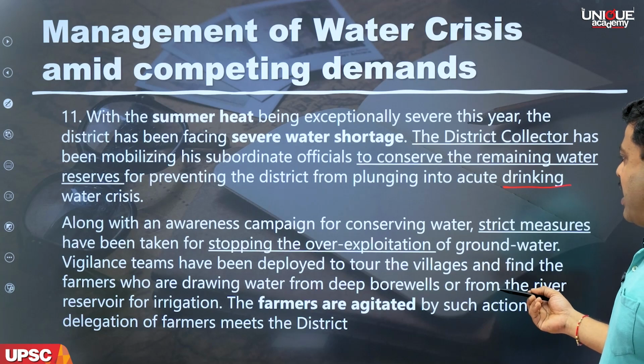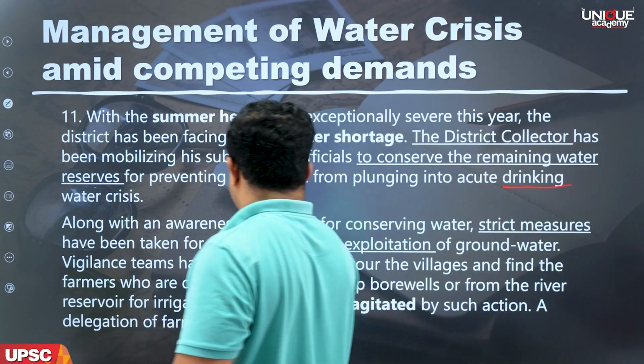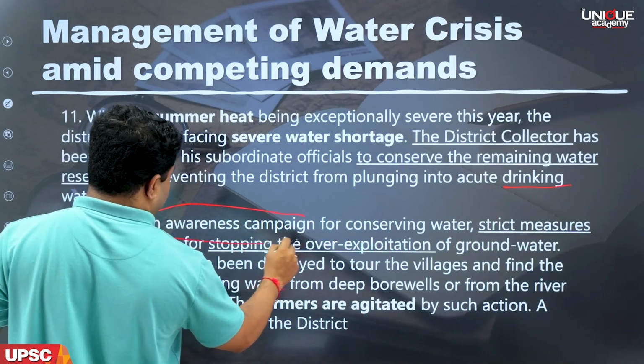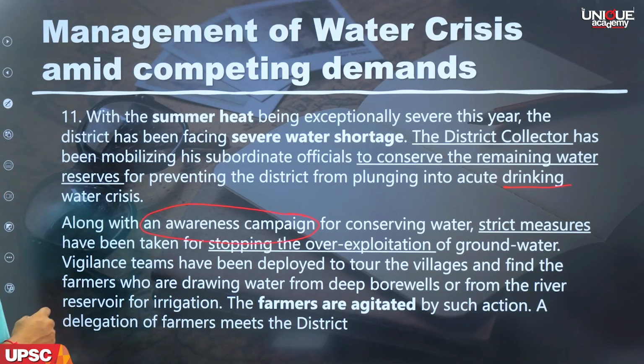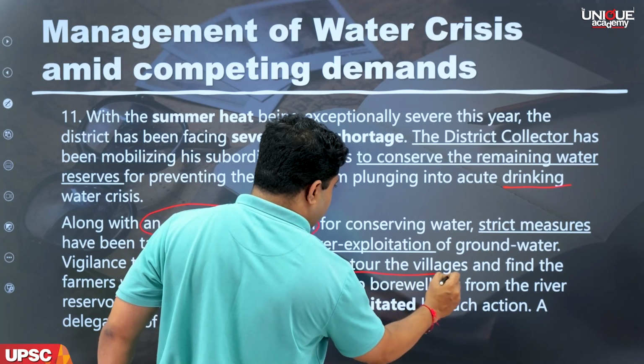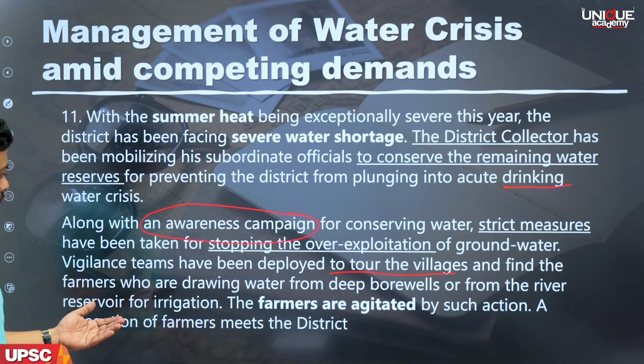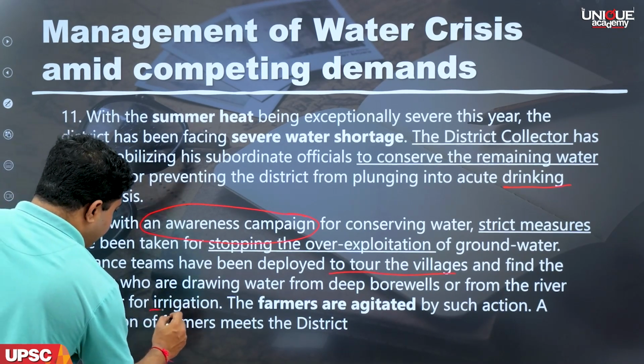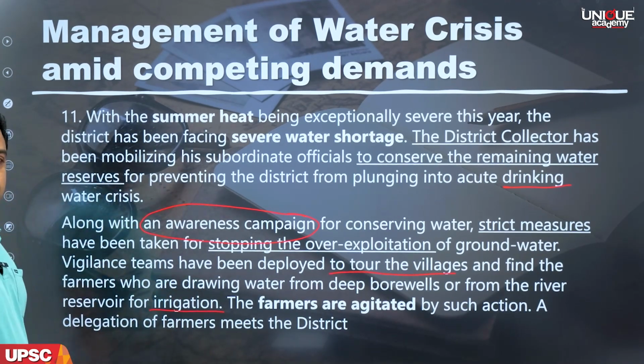Along with an awareness campaign, so a campaign has been launched, they are adopting psychological techniques for conserving water. Strict measures have been taken for stopping the overexploitation of groundwater. Vigilance teams have been deployed to tour the villages. So what are they doing to stop this? They are touring the villages and finding the farmers who are drawing water from deep bore wells or from the river reservoir for irrigation. So those who are using water for irrigation are being stopped.